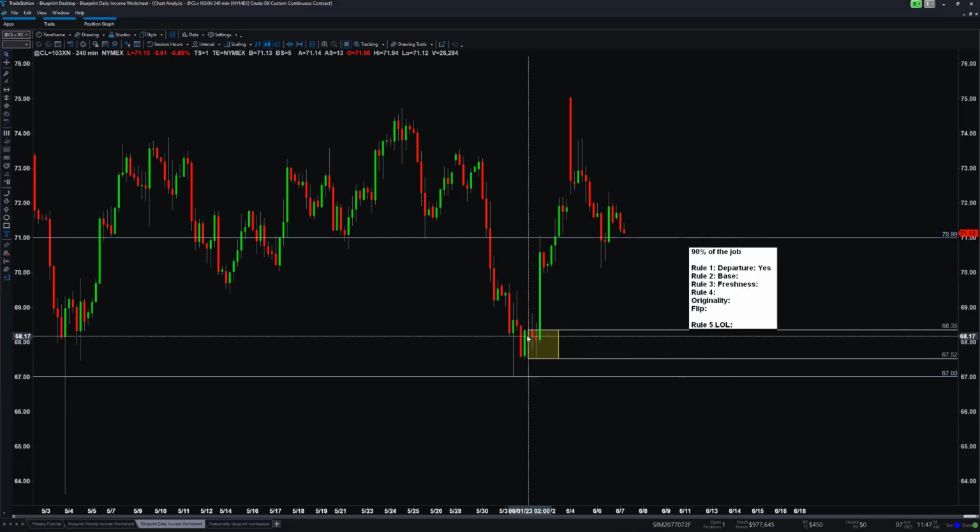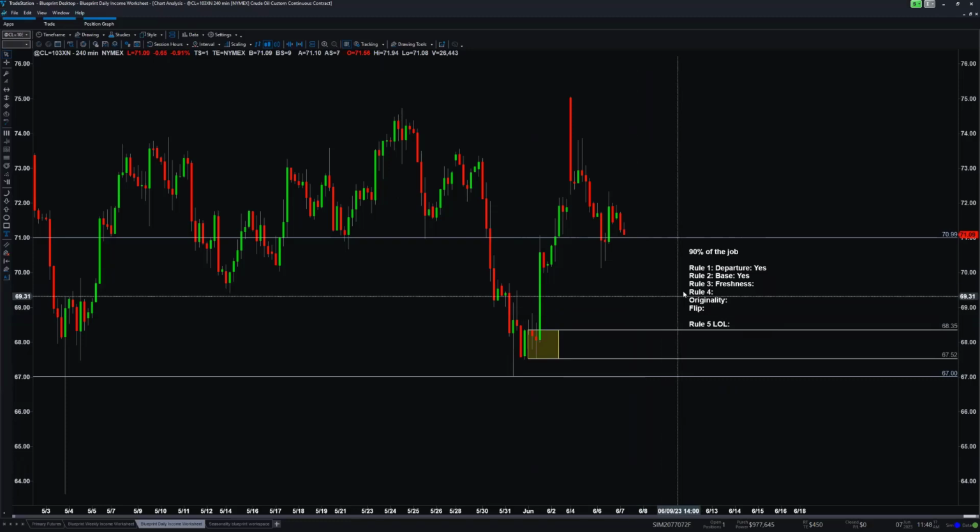Now base duration, we've got 3 candles in the base. They're all indecisive. That would meet the rules. It's not a lot of candles. It's not too few candles. It cannot be a speed bump because it's different shape of candles, and we're quite low in terms of the location. And rule number 3, freshness.